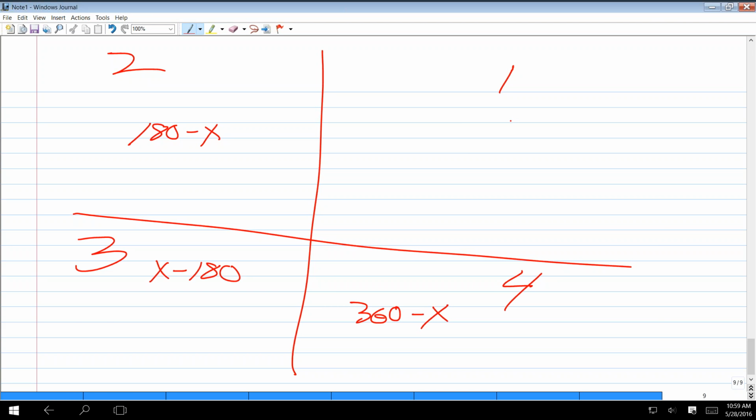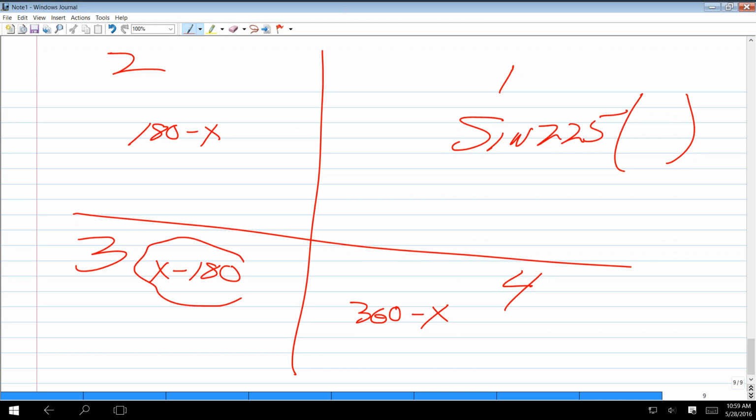Okay. So if I said to you, what is the sine of 225, what's the reference angle going to be? In other words, the equivalent first quadrant angle for 225. Use that formula right there. It's 45. So I'm really talking about the same number as the sine of 45. Well, that's square root of 2 over 2.